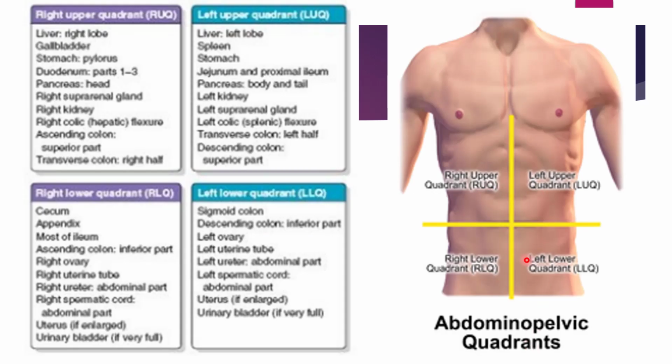Now, why are these quadrants important? Because in each quadrant there are many viscera, which will show that any pathology or any pain present in this quadrant will be related to these viscera.